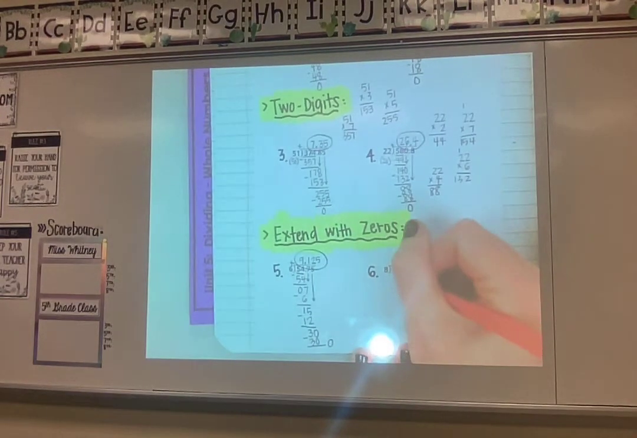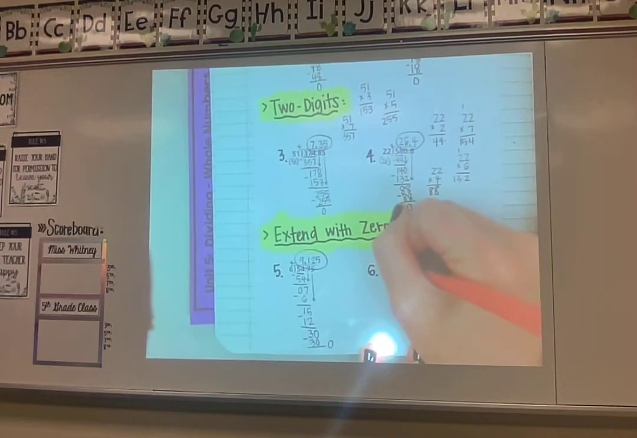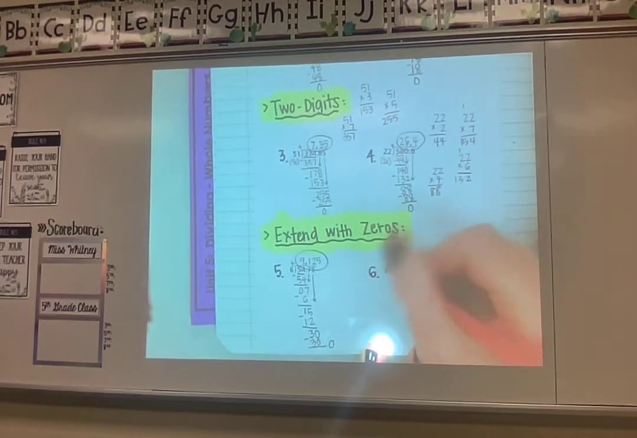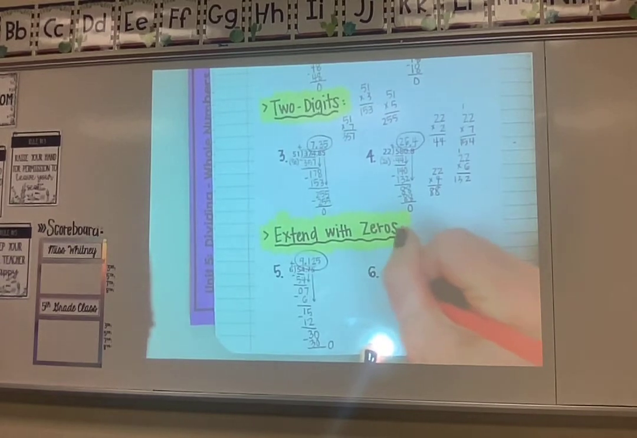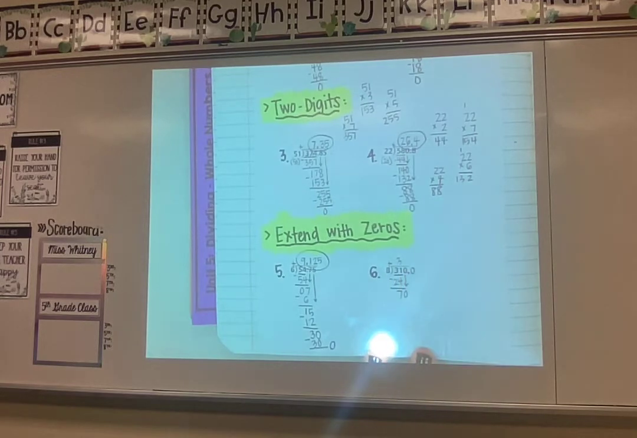So 8 will not fit into 3, but it will fit into 31. So start there. How many 8's will fit in 31? That would be a 3. Multiply. 8 times 3 is 24. Minus, that would be a 7. Bring down my 0. Did I pass my decimal? Nope, not yet. I'm still on the front side, so we're good. We just need to keep going.